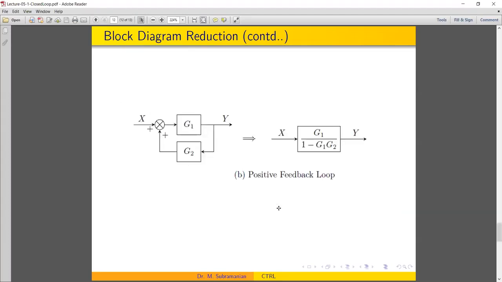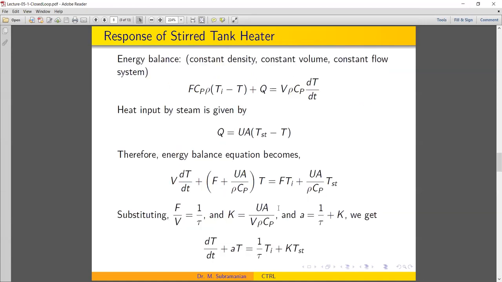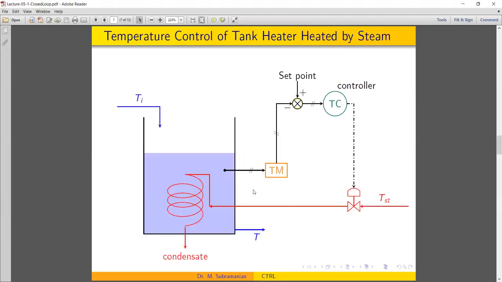So from this we will continue, and we can also see another example, which is the response of a stirred tank heater. So we can see it for about 5 minutes. Instead of seeing the level system, in addition to seeing a level system, we can also see a temperature control system. So what is the objective? We want to keep the tank temperature constant.